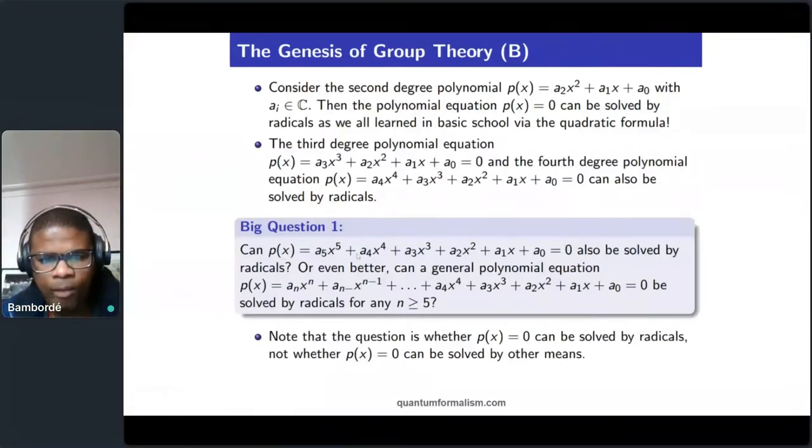was whether we can generalize what happened with these lower degree polynomials to fifth or higher degree polynomials. Or even better, can any polynomial of degree greater or equal to 5 be solved by radicals? The question here is important.